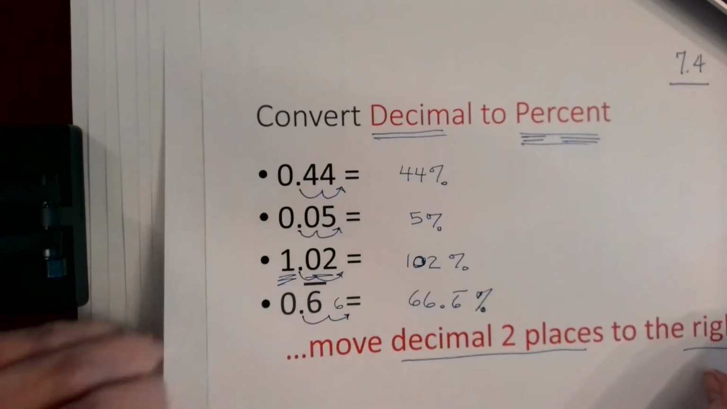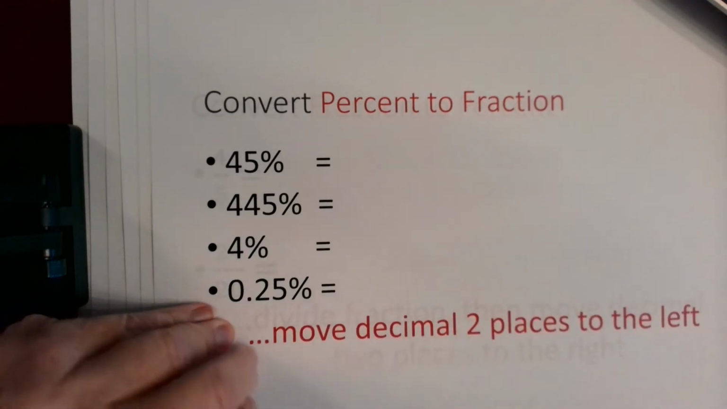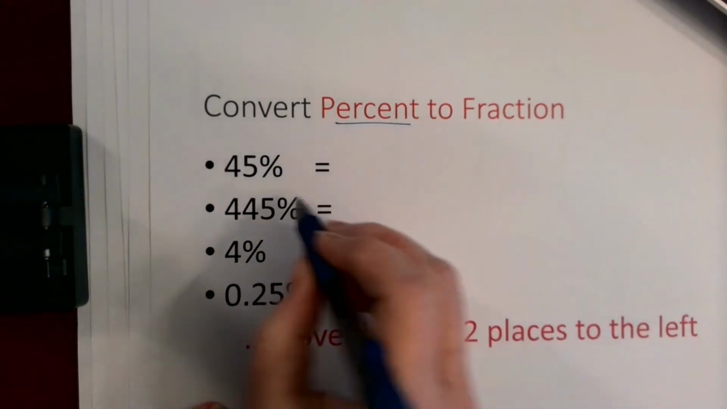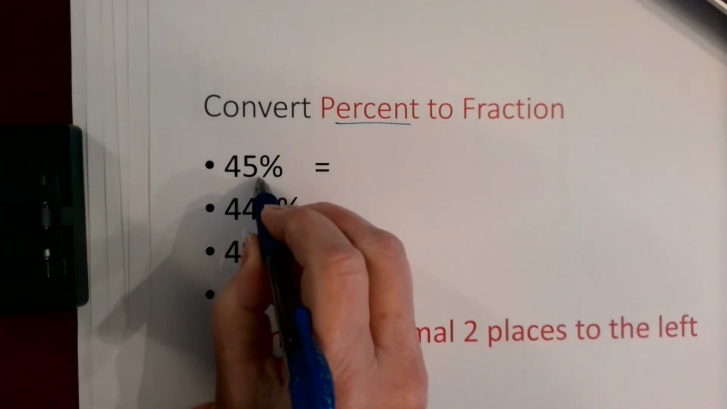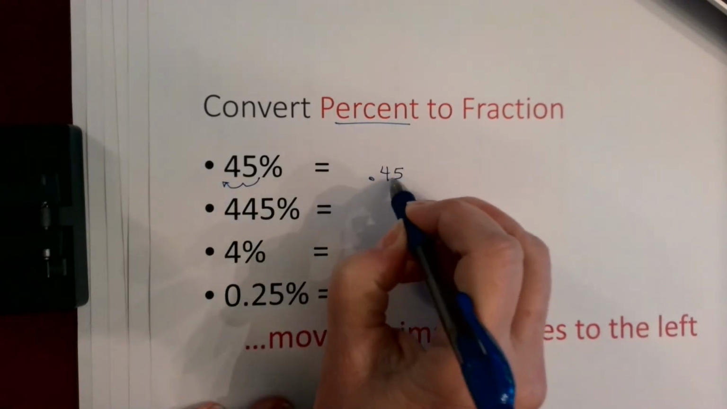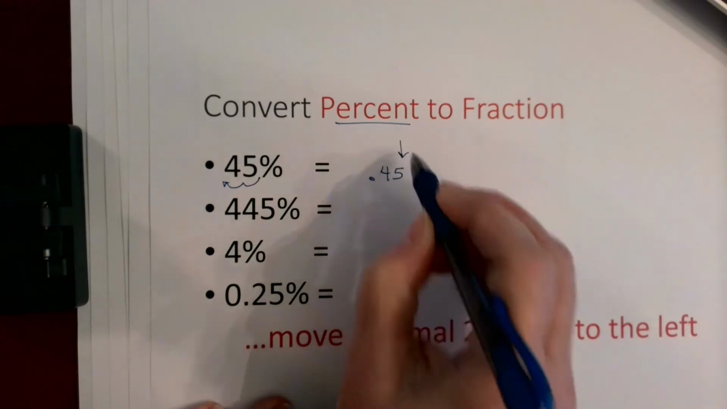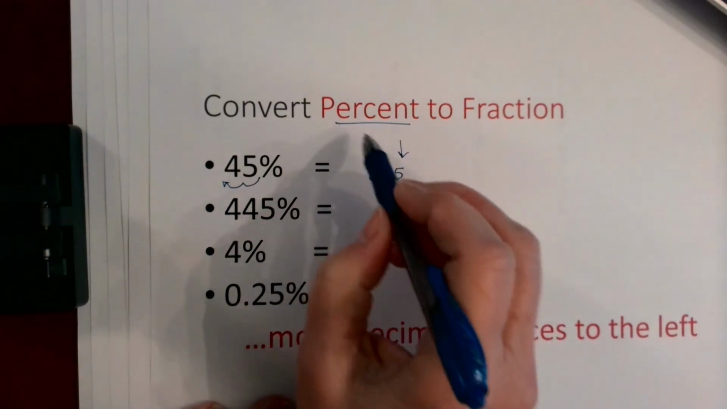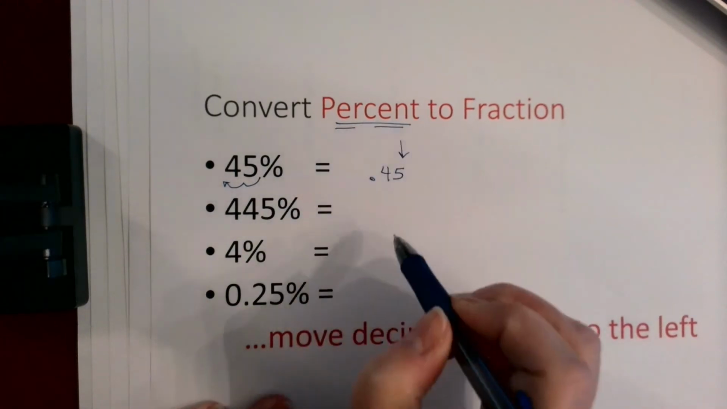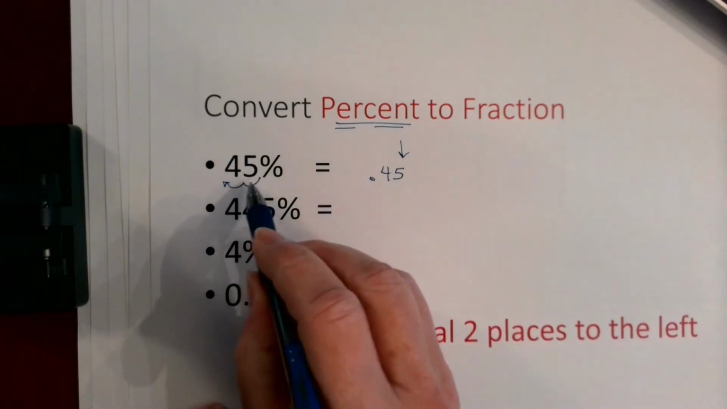Let's go the other direction. Percent to decimal. To go from percent to decimal, you grab the decimal and move it 2 to the left. Cha-ching! There's the answer. 0.45, another way to say it is 45 hundredths. 45 per hundred, that's the percent. 0.45 is the same as 45%.